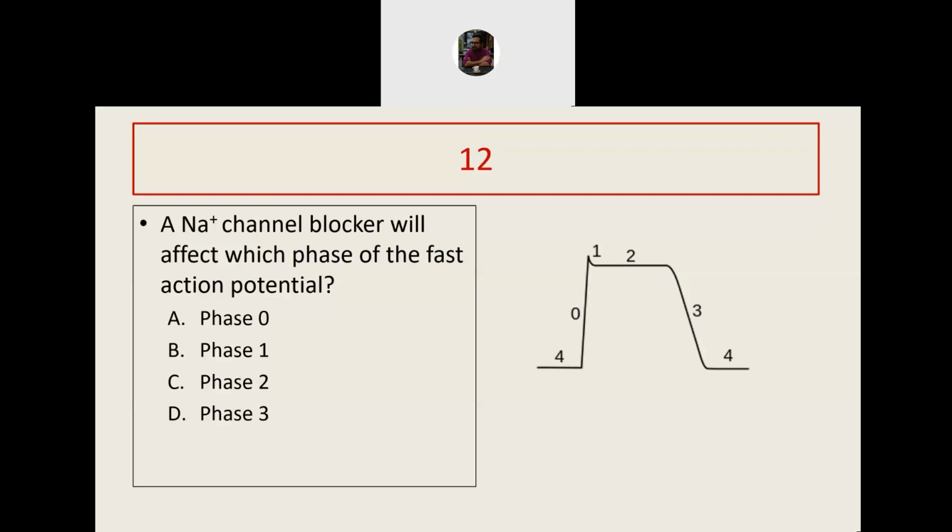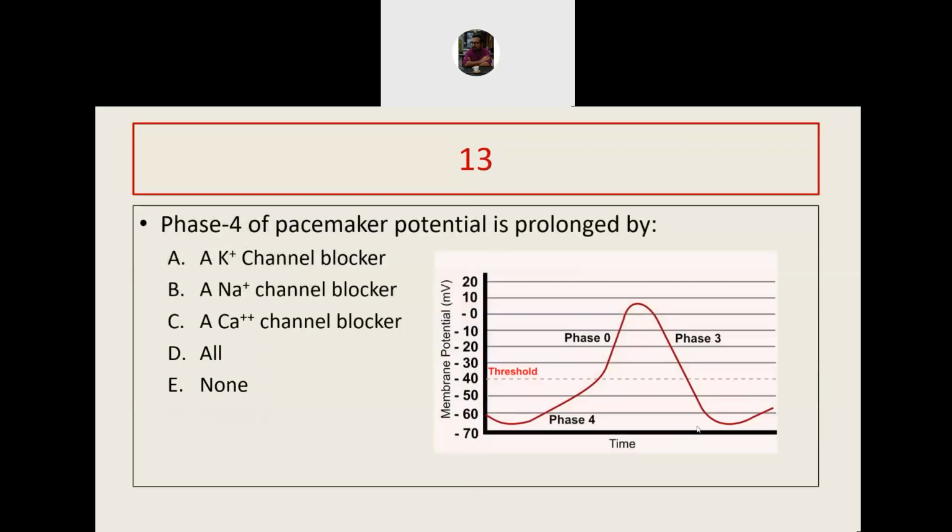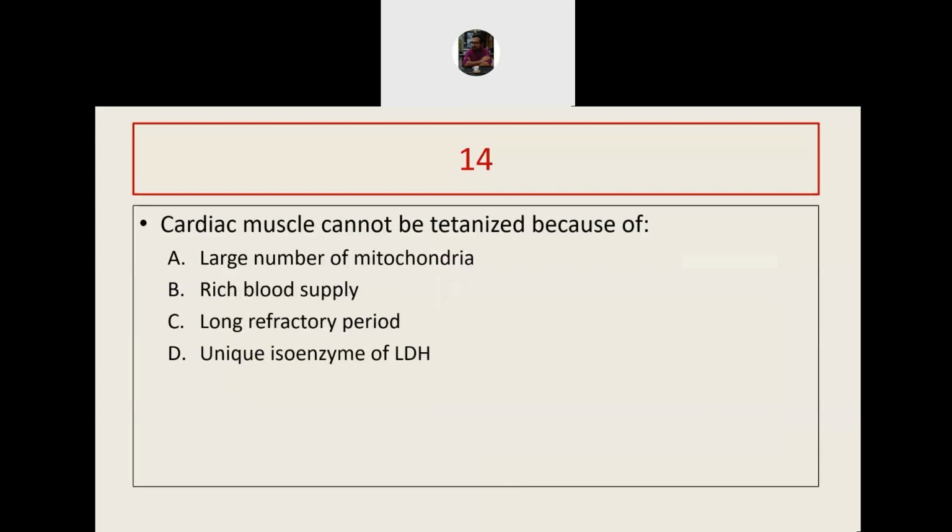Next question. This is the slow response action potential. The phase 4 of the pacemaker potential can be prolonged by which of the agents? Next question. Cardiac muscle cannot be tetanized. What is the reason behind this?